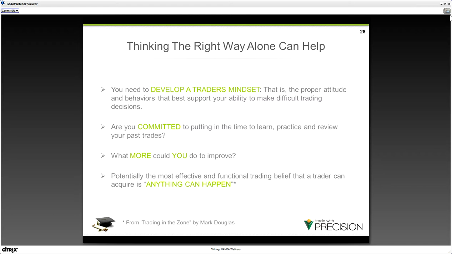Gear up your mind to understand and respect the markets, knowing that anything can happen at any point in time. So we need to be able to protect ourselves and protect our trading capital while we're engaged in the markets.